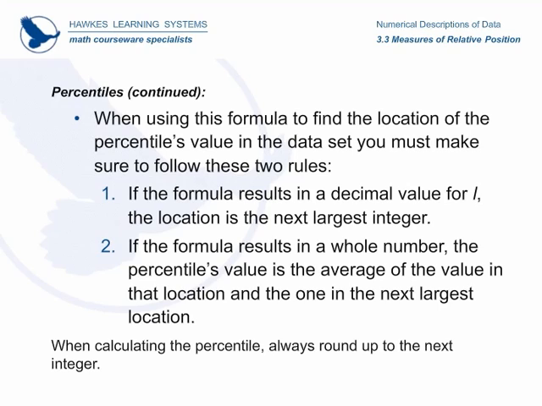So let's go over those rules one more time. The first rule, if the formula results in a decimal value of L, or location, the location is the next largest integer. Rule number 2, if the formula results in a whole number, the percentile's value is the average of the value in that location and the one in the next largest location. So when calculating the percentile, always round up to the next integer.